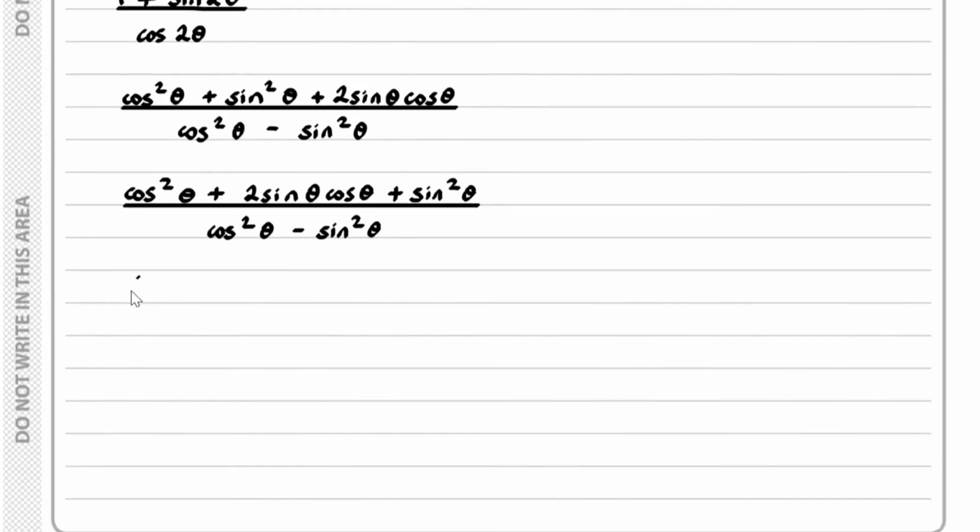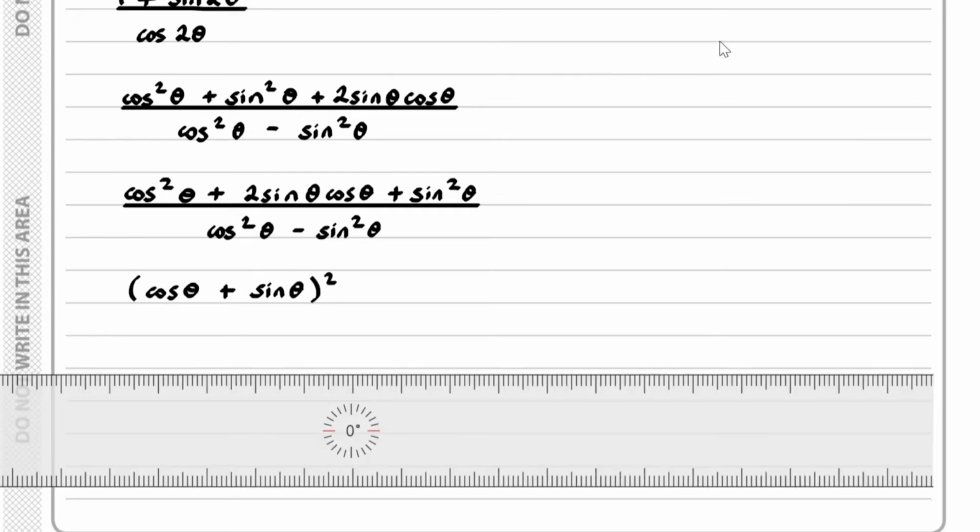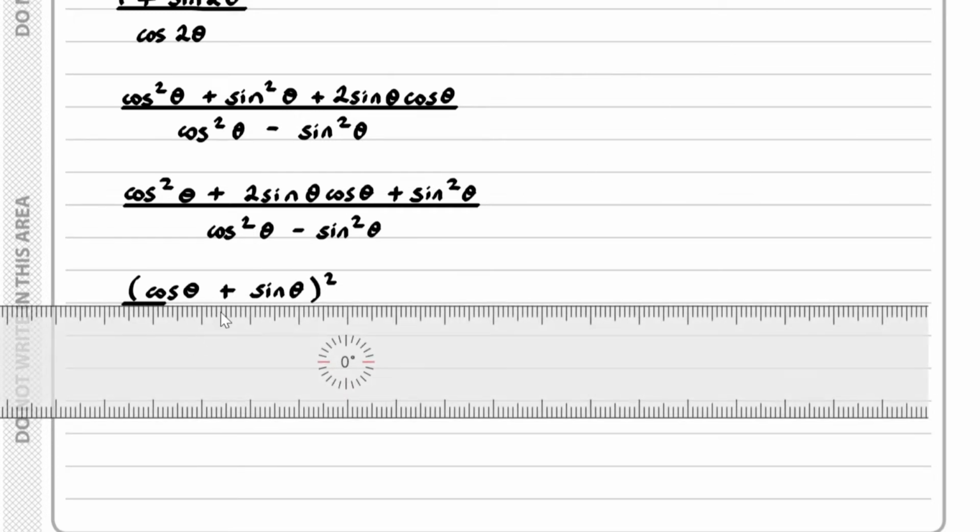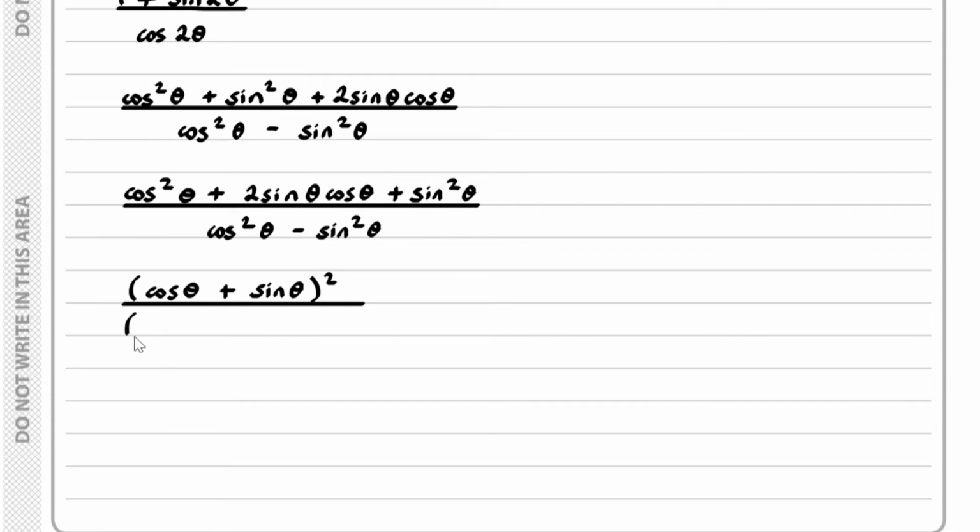On the top, I can write that as cos theta plus sine theta all squared. And on the bottom, I can write this as a difference of 2 squares, cos theta plus sine theta multiplied by cos theta minus sine theta.